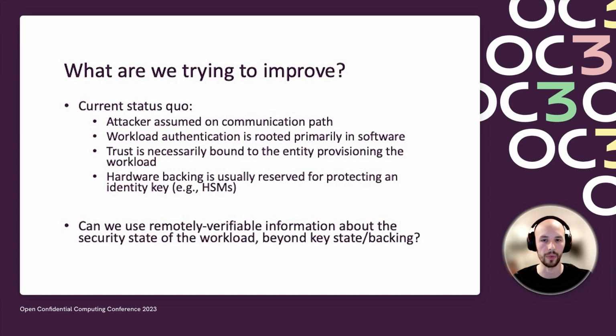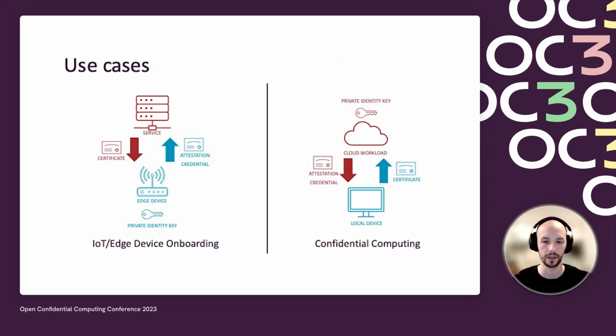And if any hardware backing is actually used to protect any of the system, it's usually reserved for the identity key of the workload. But what if there are cases where we want perhaps more information, more transparency about the security state of our peer? Could we actually use more remotely verifiable information about the security state, about any software or the identity key that our peer is using? And the two use cases that have prompted us to look at this are twofold.